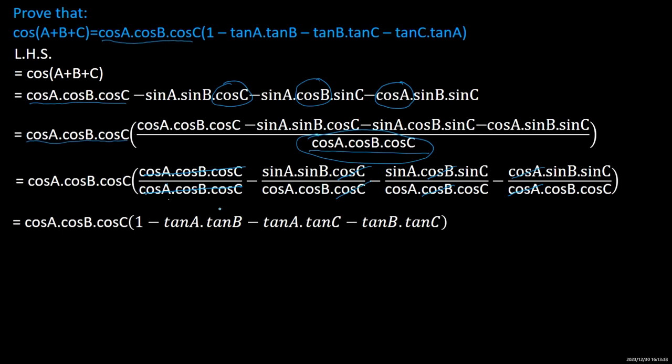Here 1 will remain. And here sin A upon cos A equals tan A. Sin B upon cos B equals tan B. Sin C upon cos C equals tan C. Now you can arrange these terms according to our RHS, and hence proved.